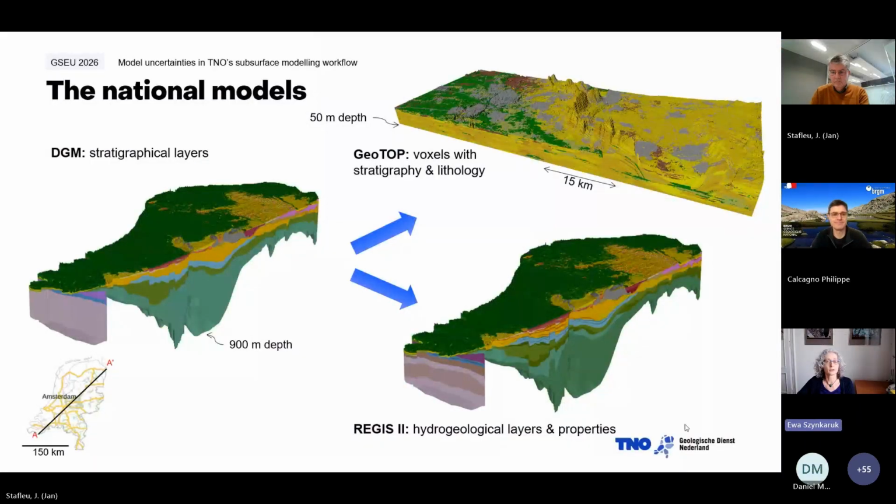We start with the first presentation by Jan Stafleu from the Geological Survey of the Netherlands. And Jan will show us how Geological Survey of the Netherlands is employing uncertainties in their day-to-day work. Welcome, Jan. The floor is yours.